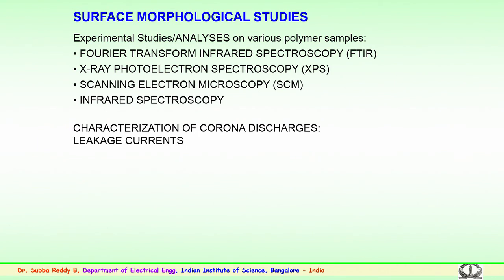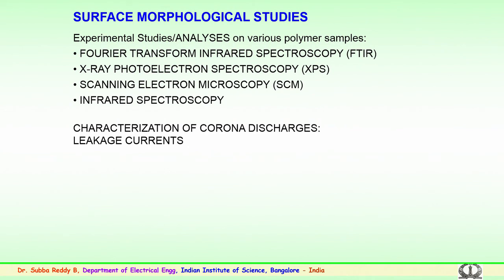Then scanning electron microscopy gives the surface changes which have happened on the surface after the experimentation. Then they use infrared spectroscopy. Apart from that, TGA, thermogravimetric analysis, and other mechanical analysis are used to find the properties of these insulators.